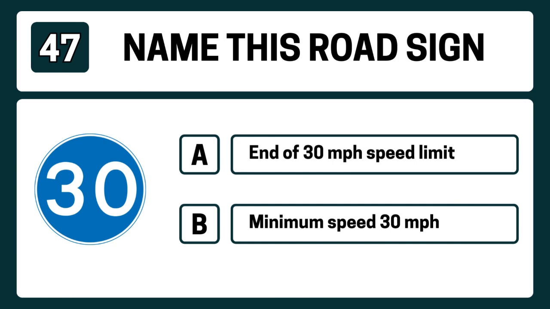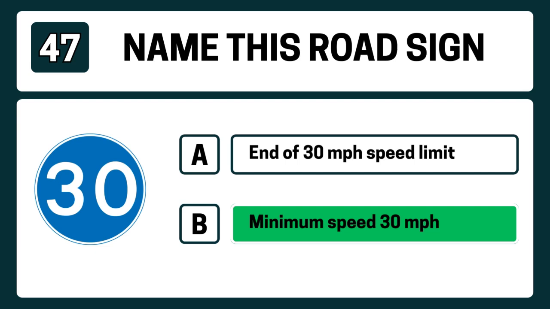Name this road sign. End of 30 miles per hour speed limit or minimum speed 30 miles per hour? Good thinking. The minimum speed 30 miles per hour sign shows vehicles must travel at least 30 miles per hour.